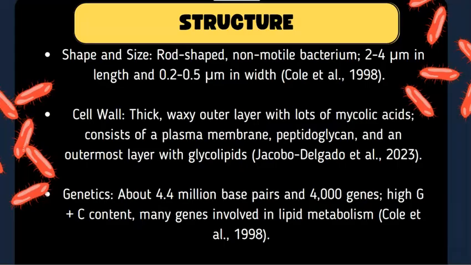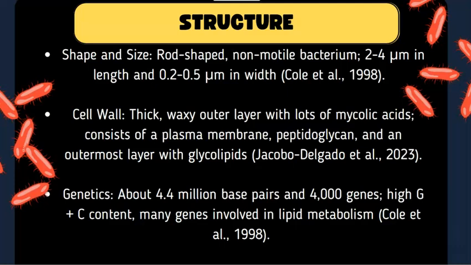For the structure, tuberculosis is a rod-shaped non-motile bacterium. It's about 2 to 4 micrometers in length and 0.2 to 0.5 micrometers in width. Its cell wall is a big part of why it's so hard to kill. It's made up of 3 main layers: a plasma membrane, a cell wall, and an outer layer. And the wall is packed with lipids, which makes it super hydrophobic and helps the bacteria resist antibiotics and the immune system of the host.